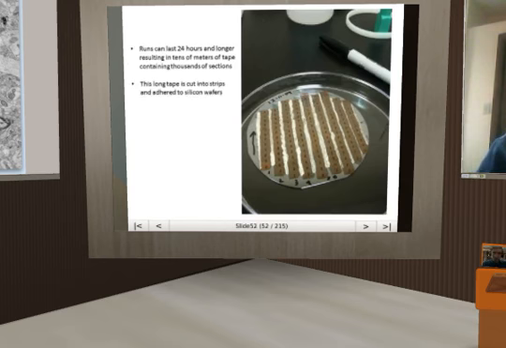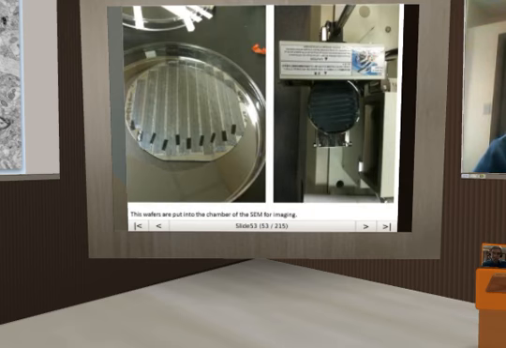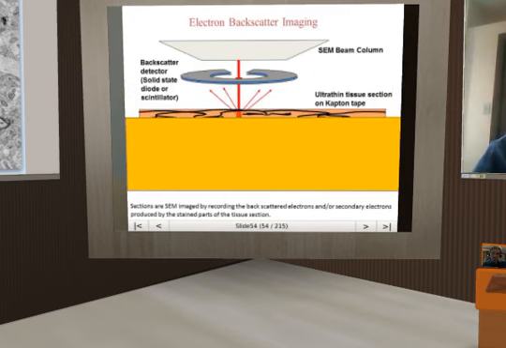Runs can last 24 hours and longer, sometimes much longer, even a week, resulting in tens of meters of tape containing thousands of sections. This long tape is then cut into strips and adhered to silicon wafers. The wafers are put into the chamber of the scanning electron microscope for imaging, and the sections are SEM imaged similar to the serial block face SEM by recording backscattered electrons, and recently we've been using secondary electrons that are produced by the stained parts of the tissue sections.